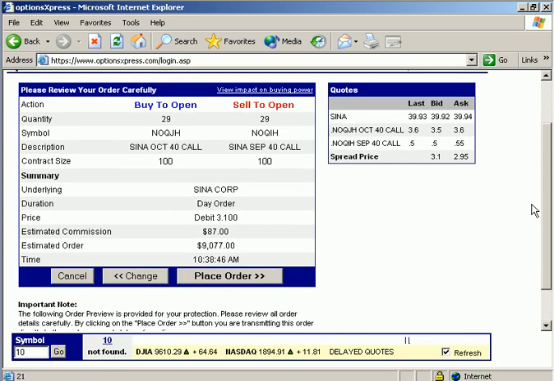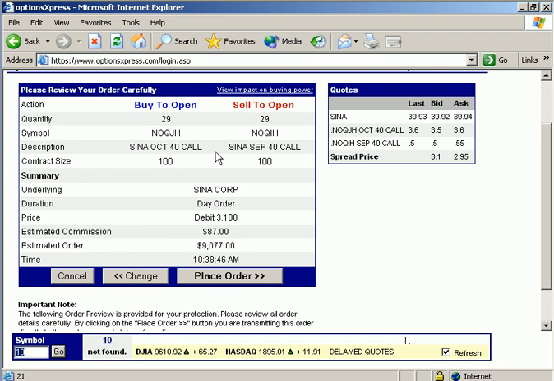Right away, we can see two transactions in there. This transaction here is selling the October 40, buying the October 40 call. And this transaction here is actually selling the September 40 call. Buying a long term, selling a short term, all in one trade. And reading back the name of the company, it's a day order, and your limit debit is $3.10. And the commission is 87 cents.